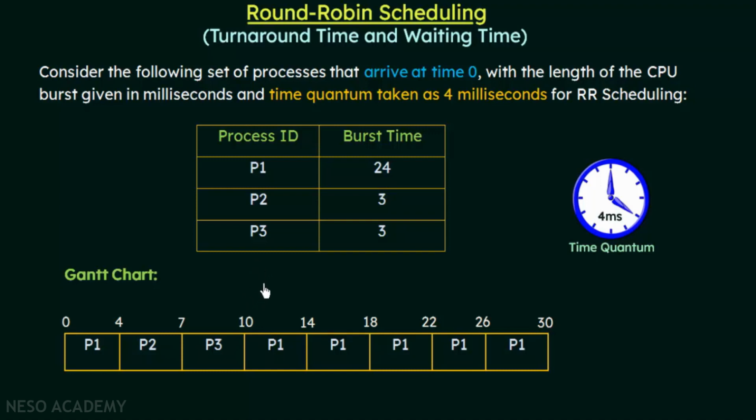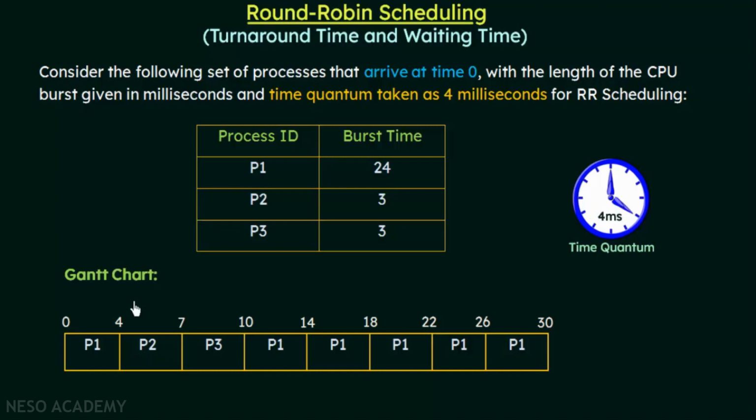processes here. But what actually happened was that P1 only executed for 4 milliseconds, that is for the time quantum, but it still has to execute for 20 more milliseconds, because only 4 milliseconds was executed. So if we subtract 4 from this 24, which is the burst time of P1, we see that it has a remaining burst time of 20 milliseconds. So it has to execute for 20 milliseconds more.